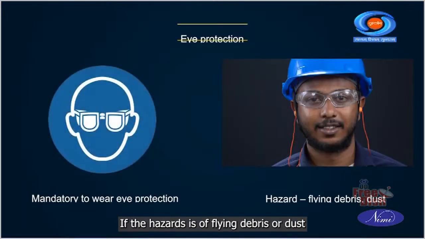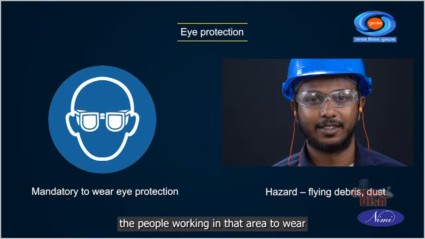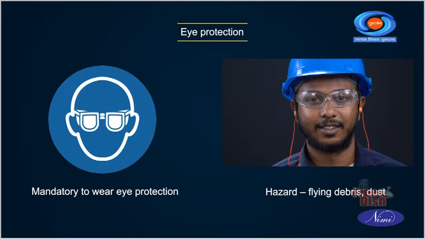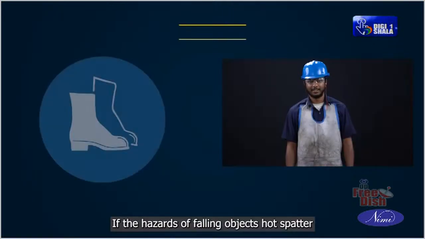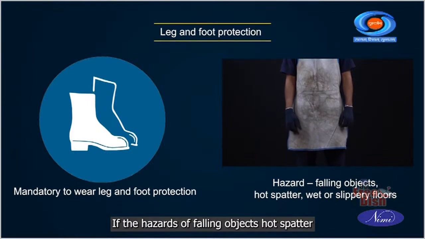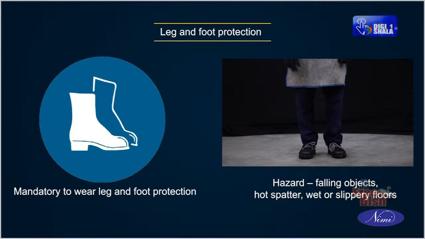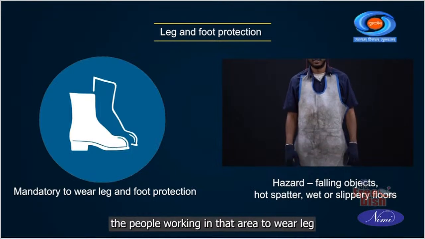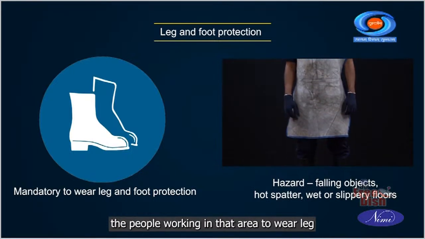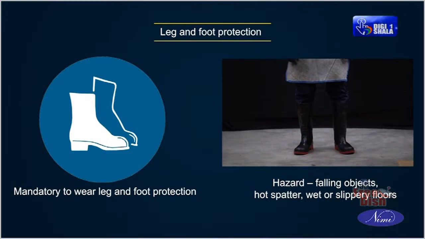If the hazard is of flying debris or dust, this mandatory signboard compels the people working in that area to wear eye protection like safety goggles. If the hazard is of falling objects, hot spatter, wet or slippery floors, this mandatory signboard compels the people working in that area to wear leg and foot protection like safety shoes.